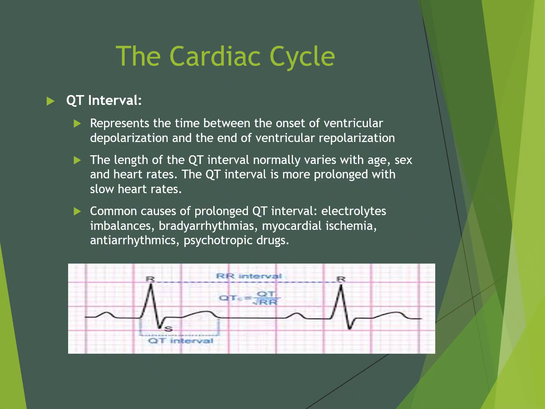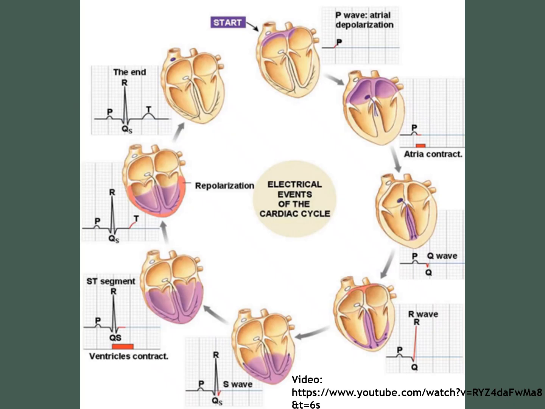A prolonged QT interval indicates a delay in ventricular repolarization, which lengthens the relative refractory period, which is the very vulnerable period of repolarization. This allows more time for an ectopic focus to take control and puts the ventricles at risk for life-threatening arrhythmias like torsades. This YouTube video provides a great visual of the electrical events in the cardiac cycle, and I will leave the link attached below.